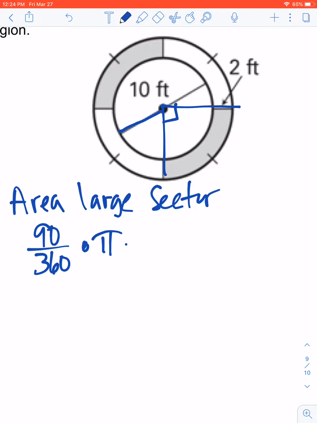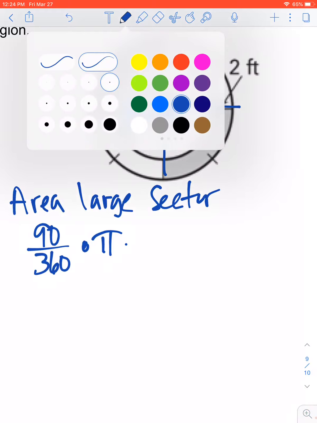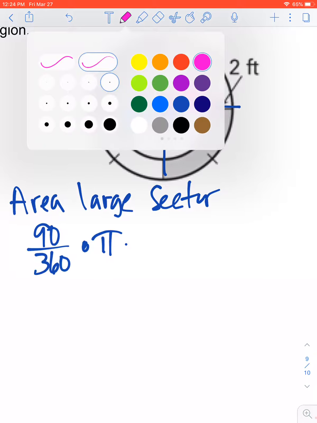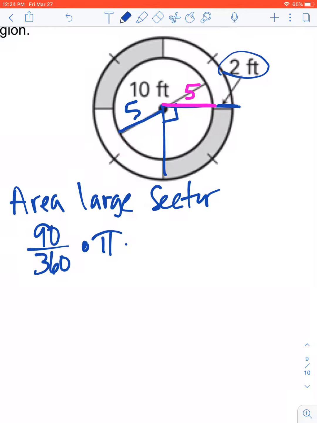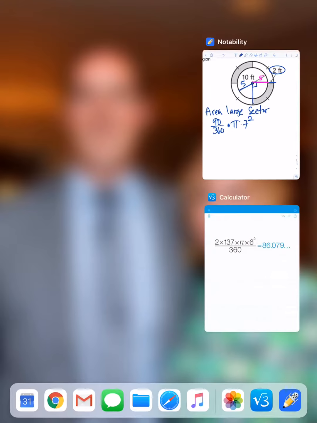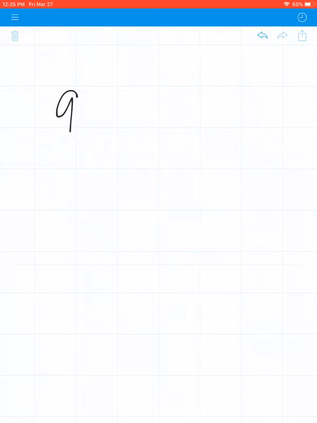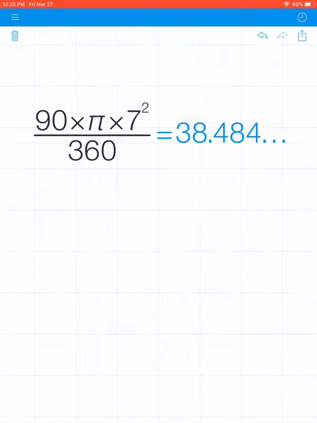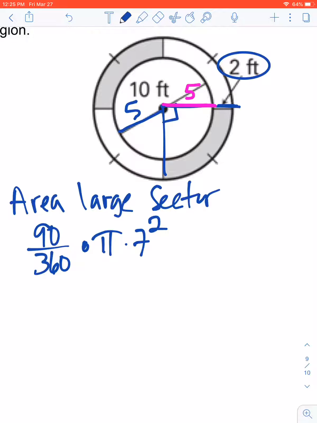Remember that the radii, all radii, plural of radius, they're each 5 in that small circle. So that means from this place to this place is 5. Then they have that this piece is marked as 2 feet. Using segment addition, that makes your radius 7. All right, so let's figure that out. I have 90 times pi times 7 squared all over 360. And that gives me 38.5 as the area of the large sector.